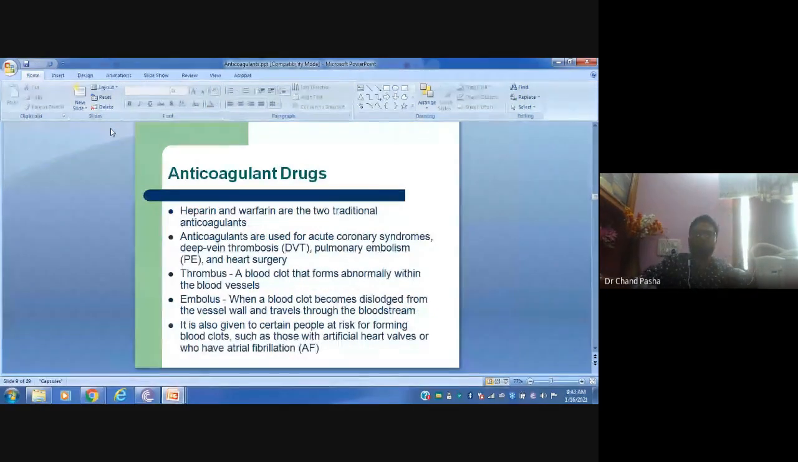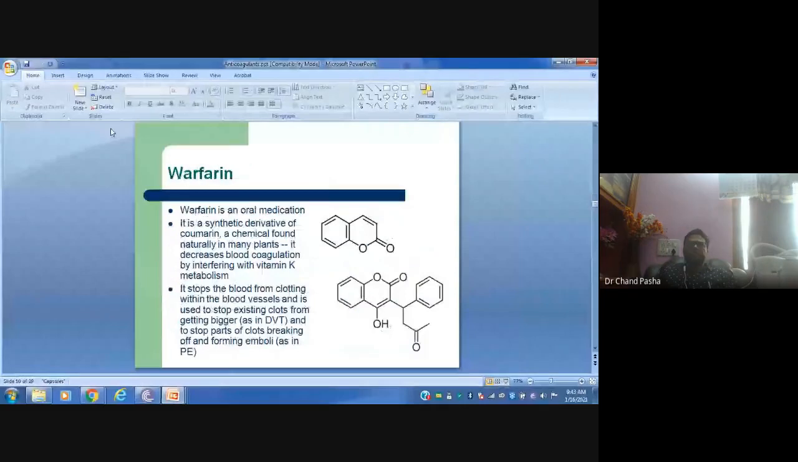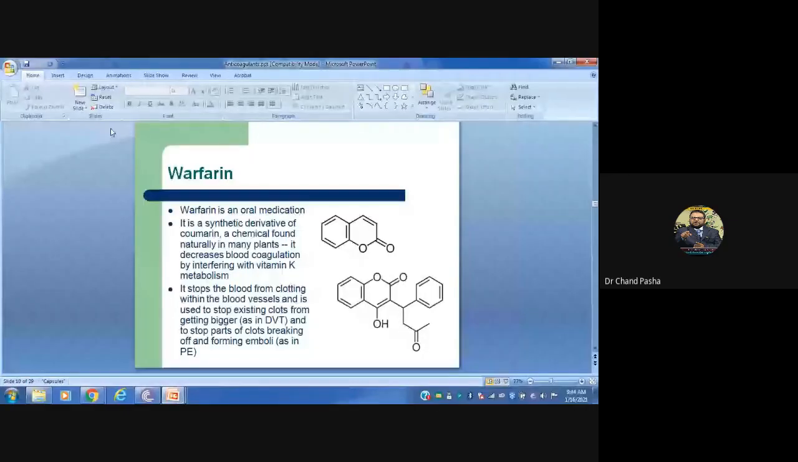And second, the most popular drug is warfarin. Heparin is not an oral drug. It is intravenous, you are supposed to give it. And why? Because in acidic conditions, if you take it orally, it gets disintegrated or degraded, or it will lose its activity. Well, warfarin is in tablet form.